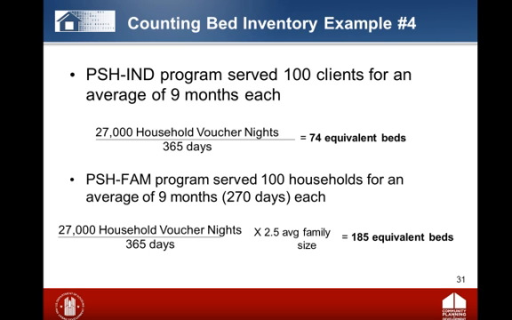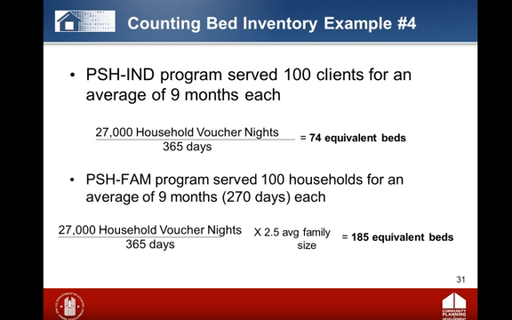Multiply your total from the first two steps by the average family size served by the program. Let's walk through an example to help illustrate the process of counting voucher beds for a PSH IND program that served 100 different clients for an average of 9 months each. 9 months works out to about 270 nights in a year. Multiplied by 100 clients, that means there were 27,000 household voucher nights in 2015. Divide that by 365 days in a year, and we get 74 equivalent beds.